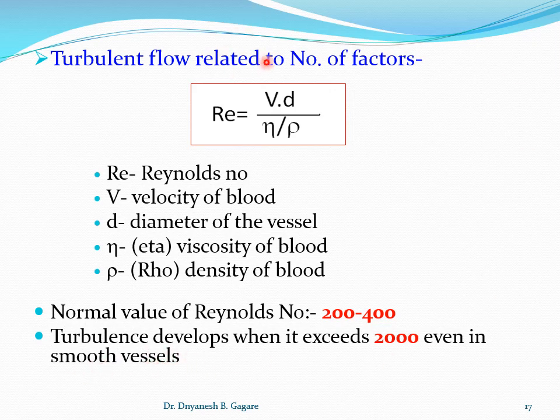So again you see, the Reynolds number depends on the velocity of the blood, the diameter of the vessel, the viscosity of the blood, and the density of the blood. So these are the factors which decide the Reynolds number.